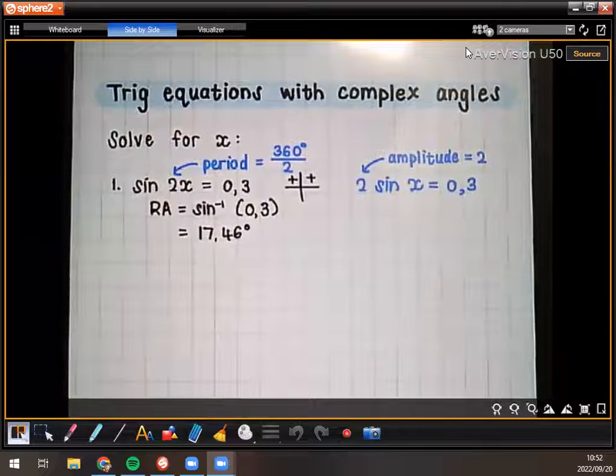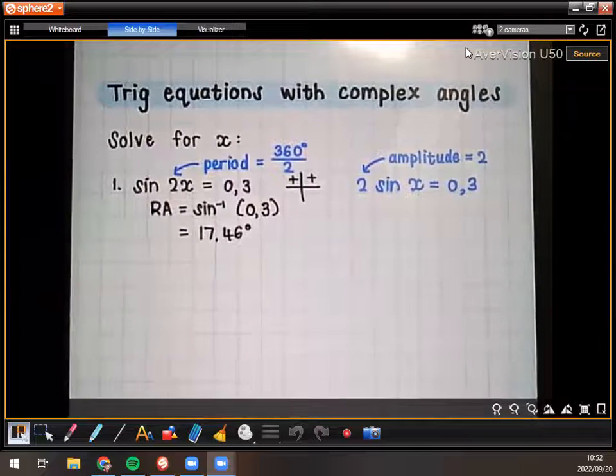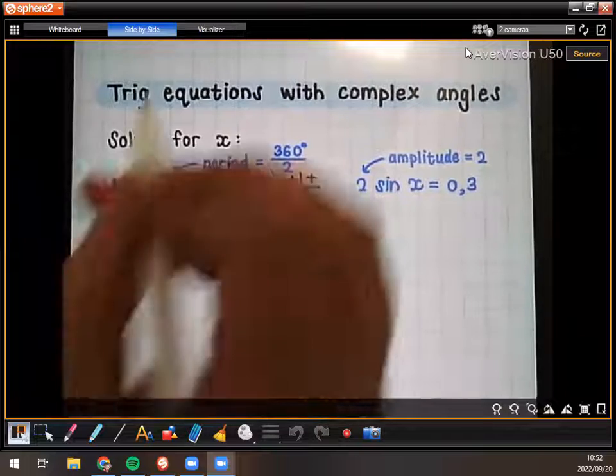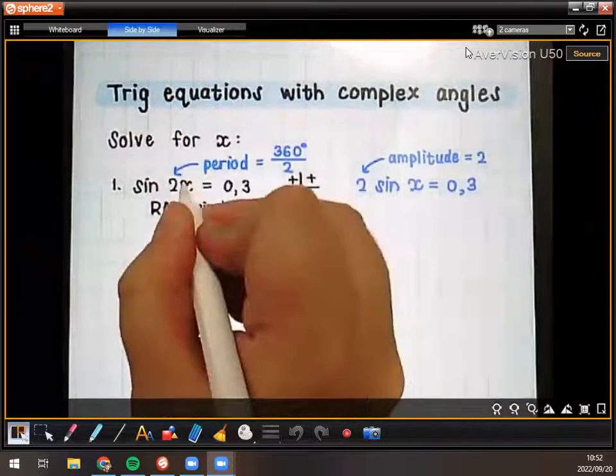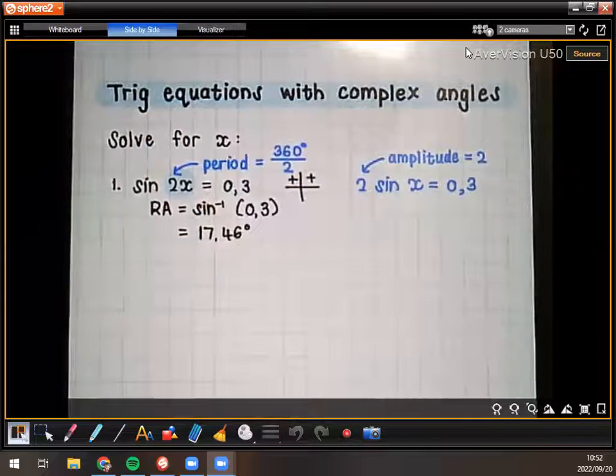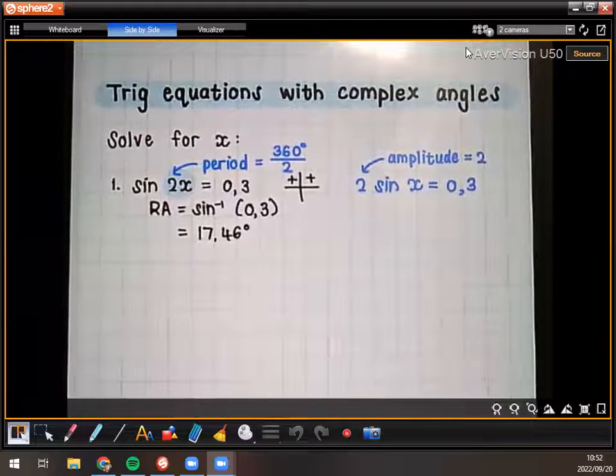We're going to write a quadrant 1 solution and a quadrant 2 solution. But guys, I'm now going to write x equals the angle that we did before. What is my angle now? Actually, my angle is 2x. But in the general solution, we're going to have to say 2x is equal to the reference angle.